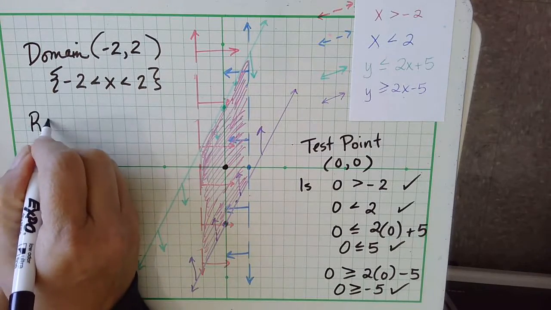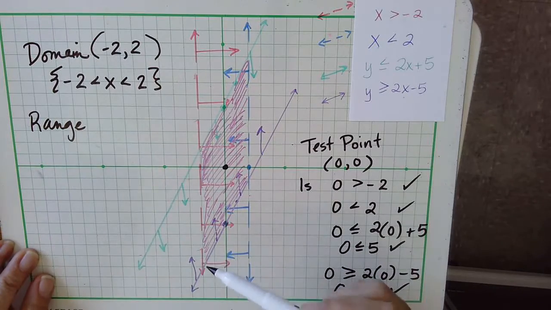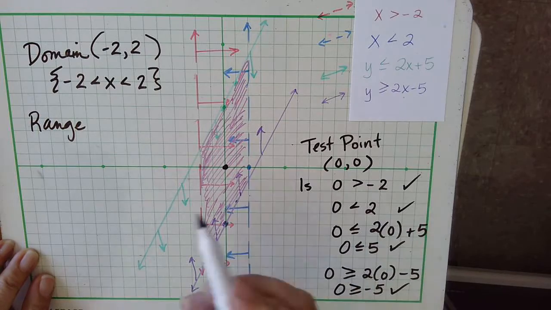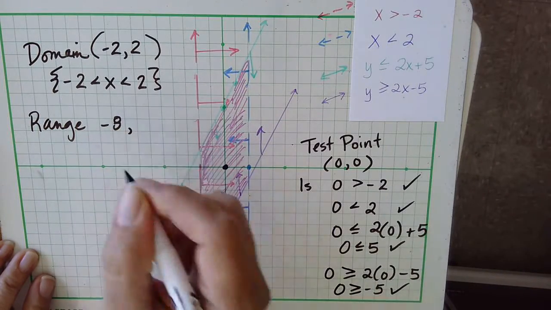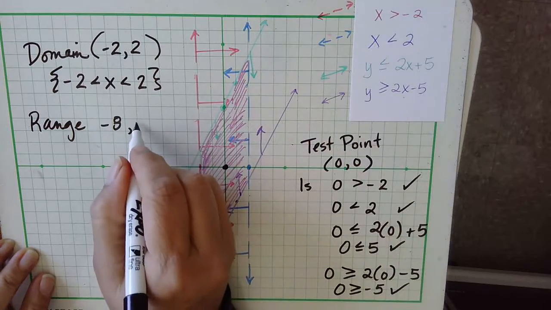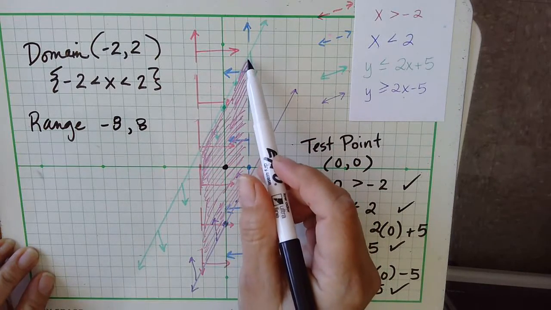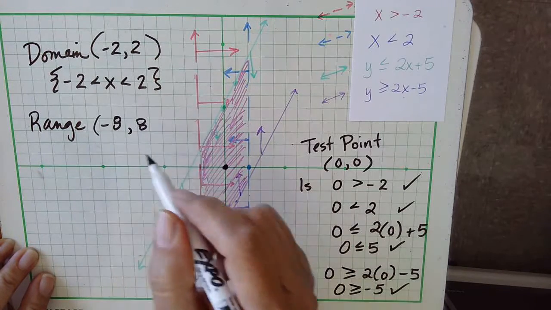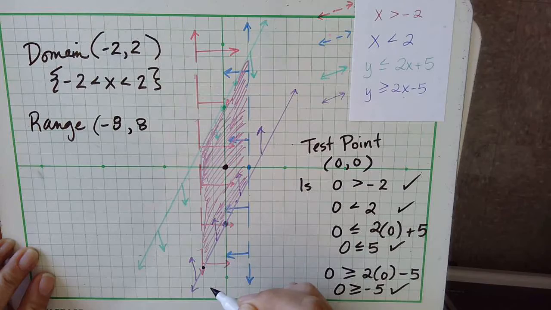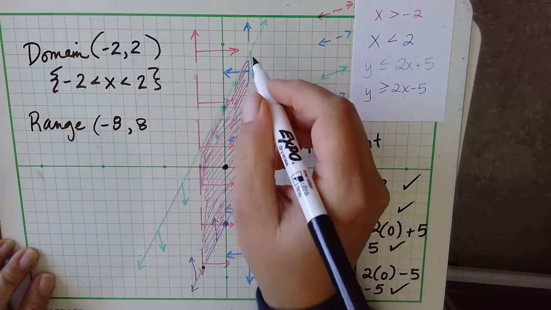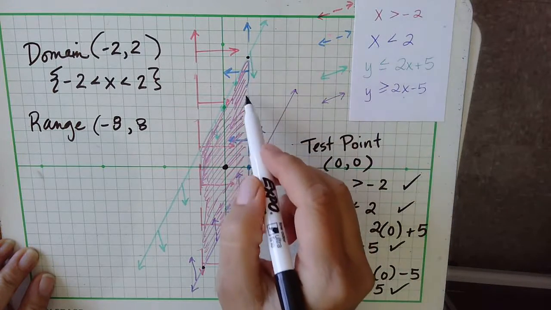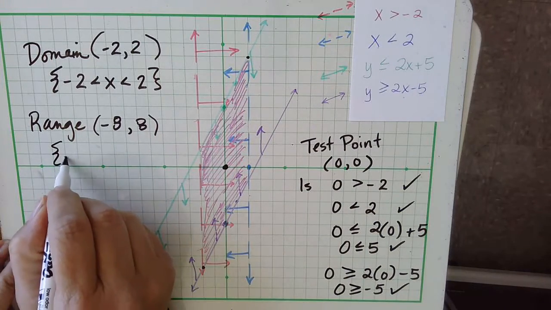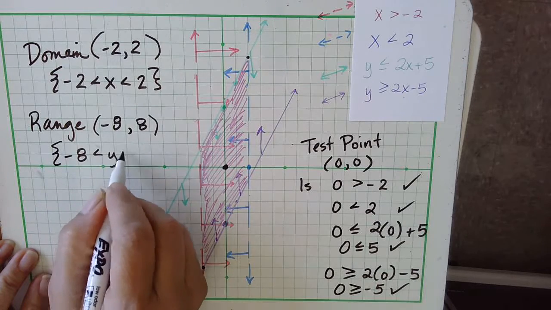My range, I need to know what's the lowest and the highest part of the shaded area. So I go from -8 to +8. And here I have an intersection of a dashed line and a solid line, so I have to use parentheses here. And here I also have a solid line and a dashed line, so I use parentheses. In set notation, I would write -8 less than y less than 8.